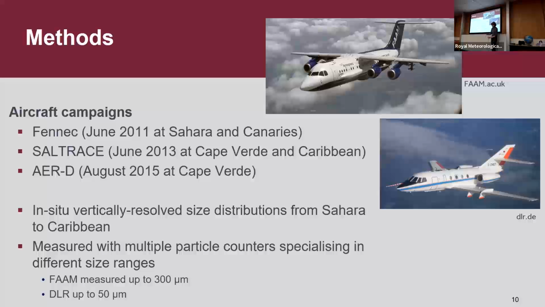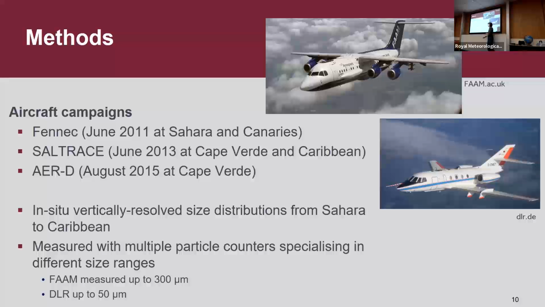They fly quite low and then go up through the atmosphere up to about 8 kilometers and then back down again. And you get these really nice profiles of the size distribution throughout the atmosphere, or throughout the bit of the atmosphere that we're interested in.